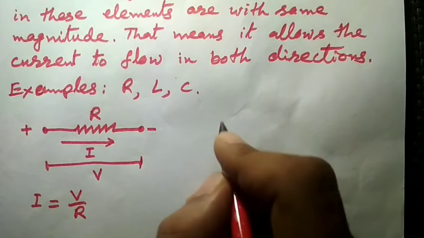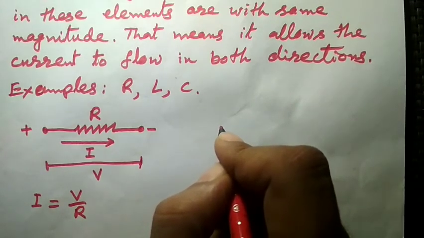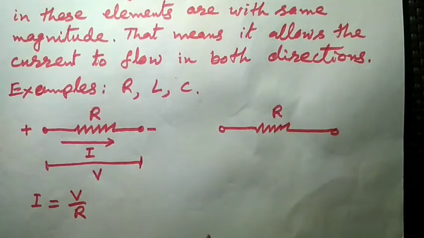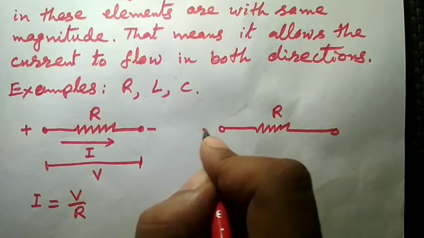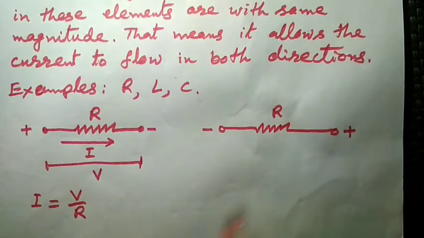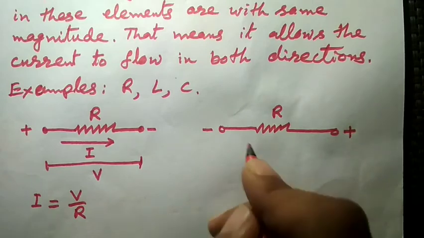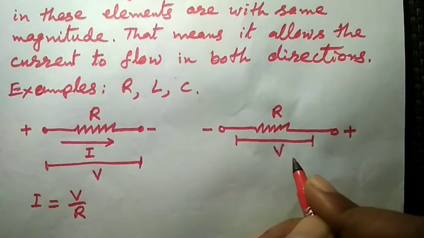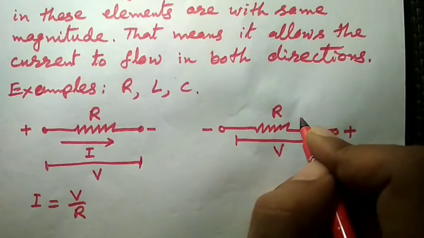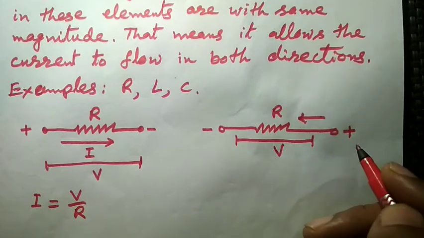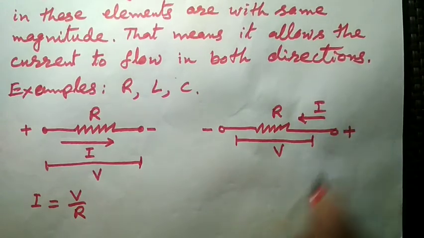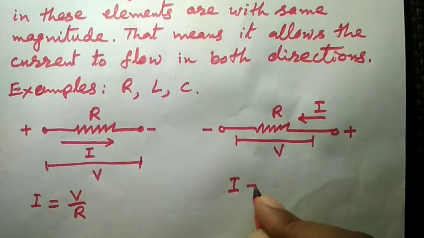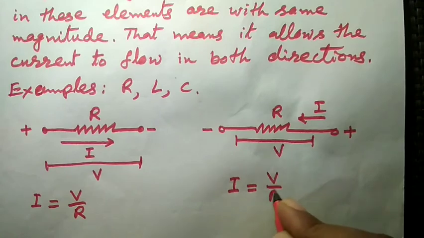Now take the second example. The same resistor, but in this case the polarity across the resistor is changed. Again the voltage across the resistor is V. So in this case we will see that the current will flow from right to left. And if we apply Ohm's law, again the value of the current will be V upon R.